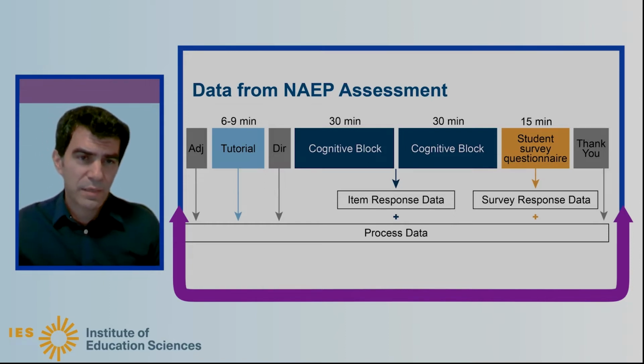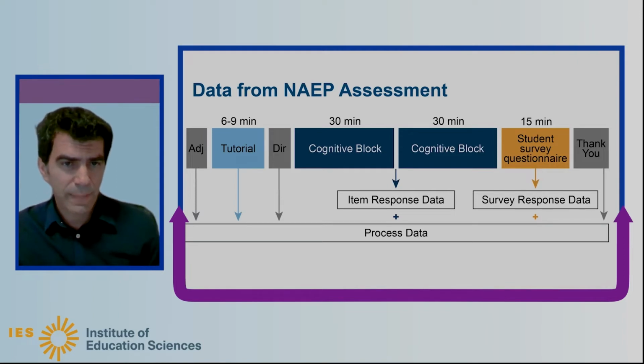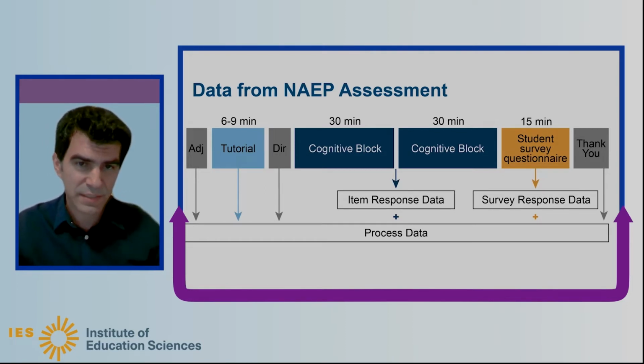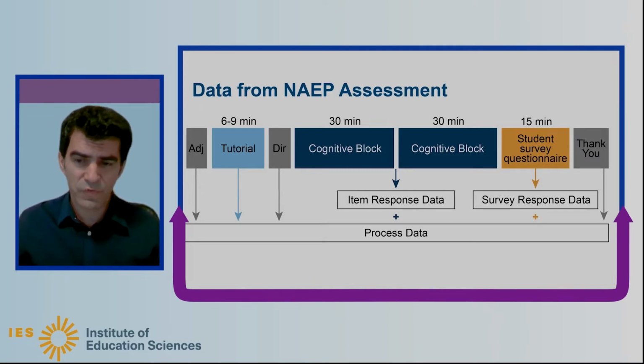The cognitive blocks are where the assessment takes place; there are two cognitive blocks consisting of 30 minutes each. In the case of extended time, students are given an additional 30 minutes to complete the test. At the end of the assessment, they are given a questionnaire where information on their backgrounds and socioeconomic variables is collected. Process data includes all students' interactions throughout this assessment, so we will be able to capture how they interact with the different components of NAEP assessments.